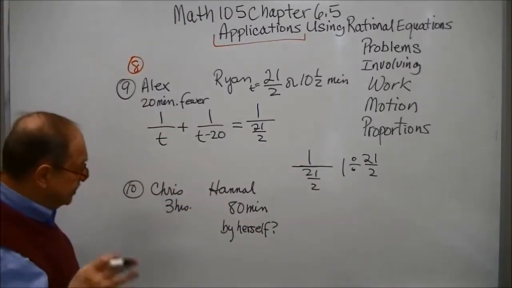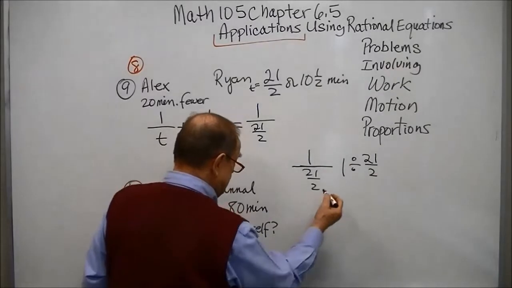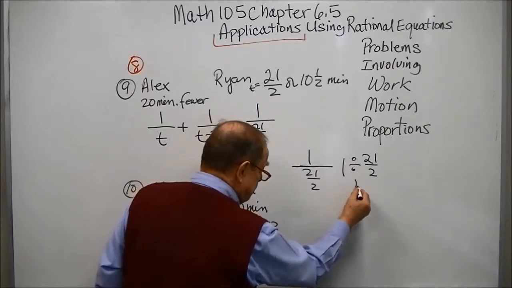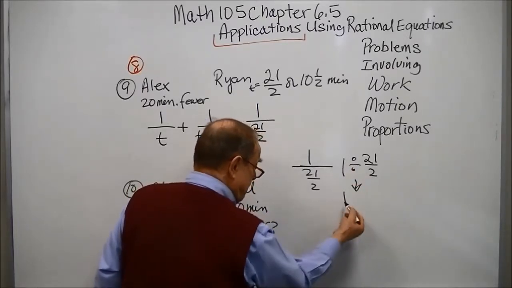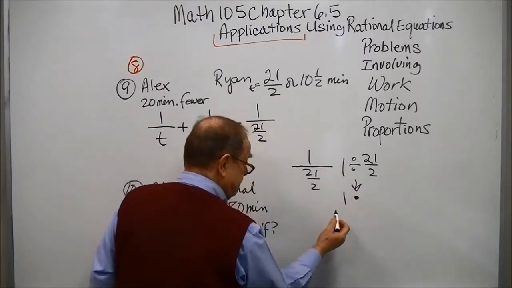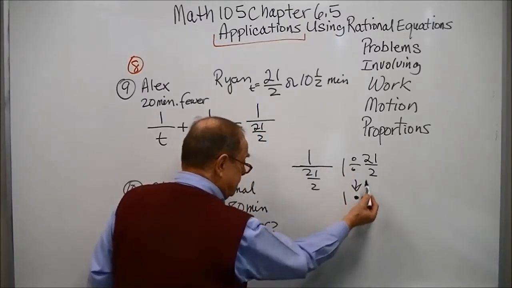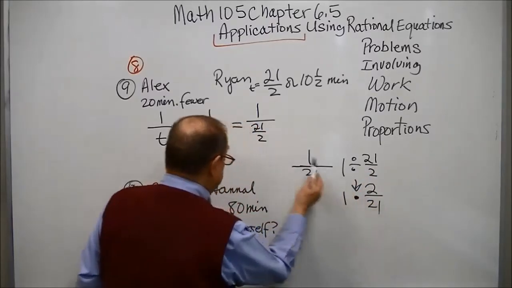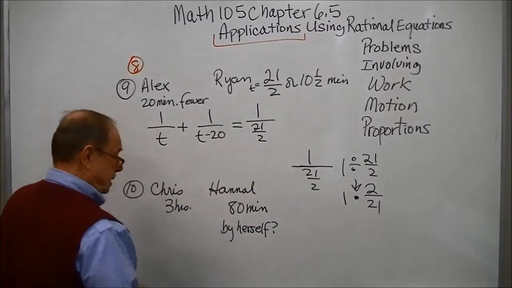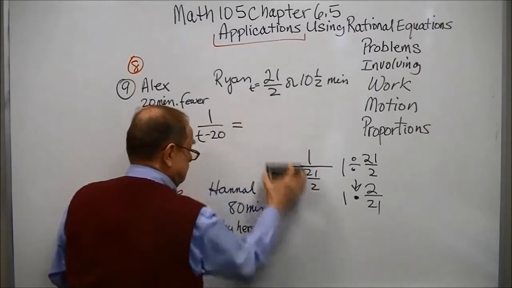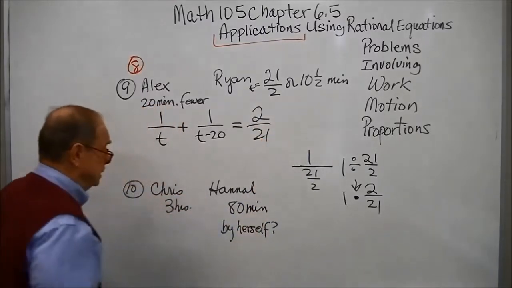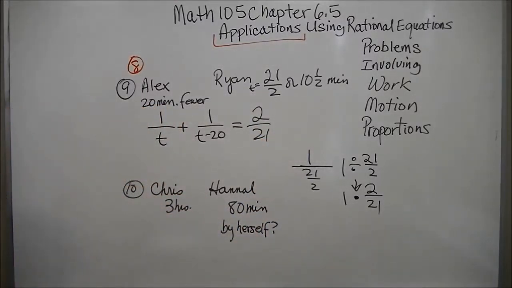So you might recall from way back in your algebra history or math history that when you are dividing a fraction, you have to convert the division to multiplication. So it becomes 1 times, the division's converted to multiplication, and we take the reciprocal of that. So this over here is going to become 2 over 21. Then we can get to work on things.